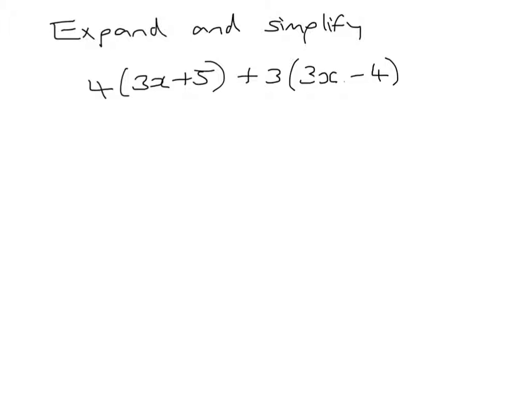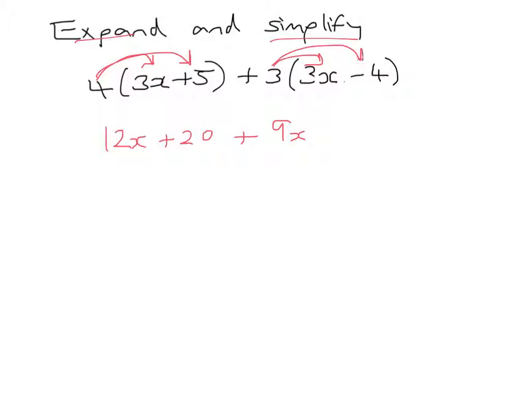Right, trickier one this time, because you've got a plus in this bracket but a minus in this bracket here. So we're expanding and simplifying again. Let's do the expanding first. Do our first bracket. 4 times 3x, well, that's 12x. And then 4 times plus 5 is plus 20. Now I've got plus 3 times 3x, well, that's plus 9x, and plus 3 times minus 4. Okay, 3 times 4 is 12, but it's a plus and a minus, so that's a minus 12.